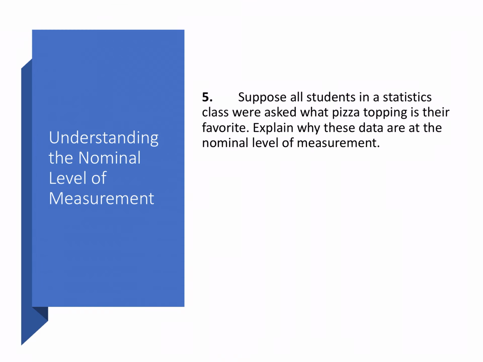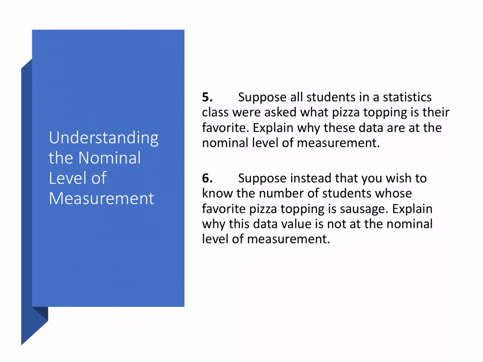So suppose all students in a stats class are asked what pizza topping is their favorite. Explain why that data is at the nominal level. Well, because the data is just a label, and therefore it's just nominal. Suppose instead you want to know the number of students whose favorite pizza topping is sausage. Okay, this is now a count of students, and so it's not just a label, so therefore that one would not be nominal.